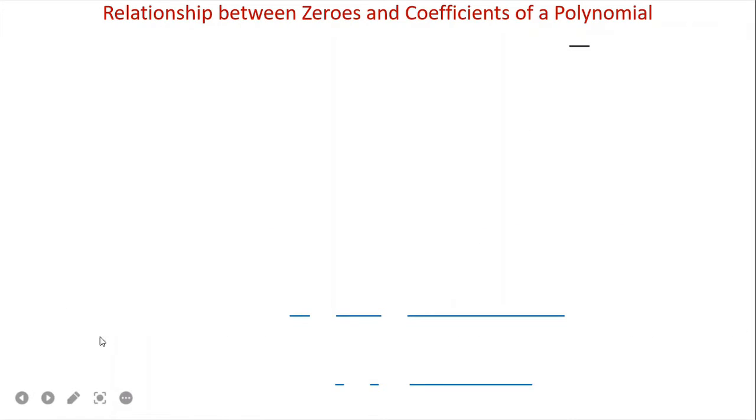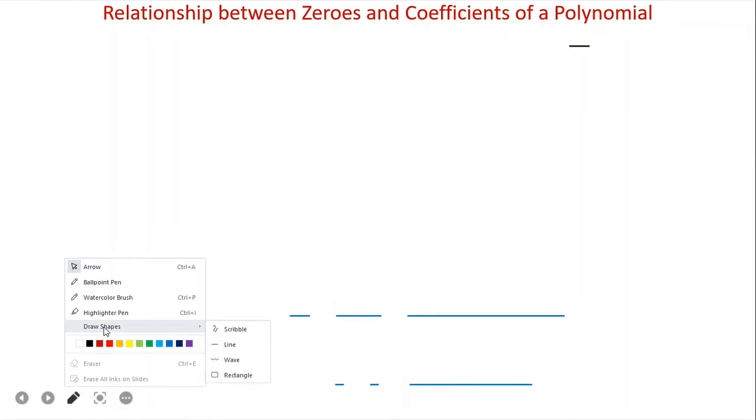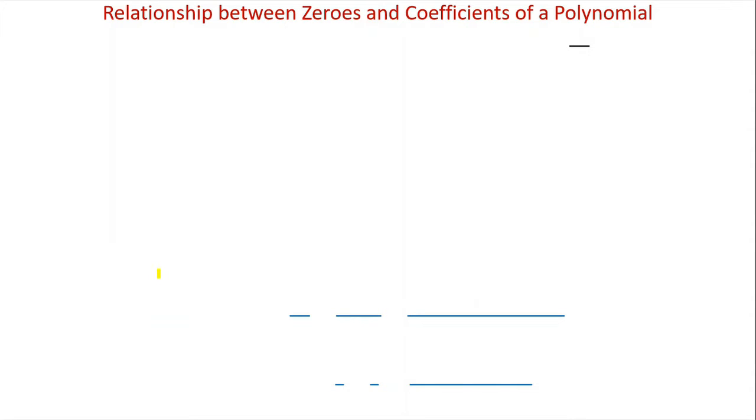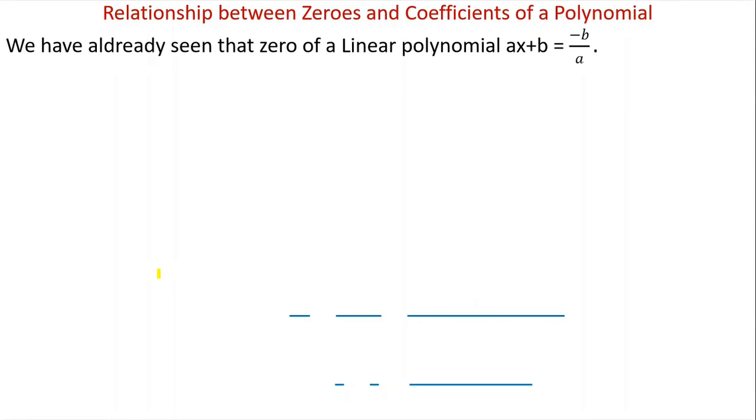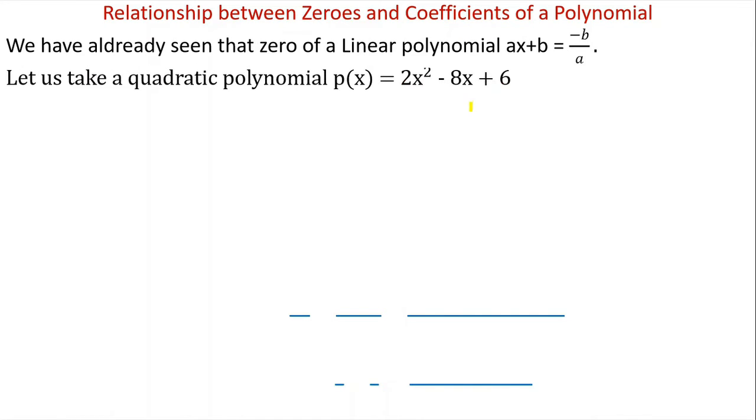Relationship between zeros and coefficients of a polynomial. Okay. We already know that the zero of a linear polynomial ax plus b is equal to minus b by a. Okay. To find the zeros for a quadratic polynomial, let us consider a quadratic polynomial p of x is equal to 2x squared minus 8x plus 6. Okay. To find zeros, we have to make factors for this equation. Do you all have any idea about how to make factors?